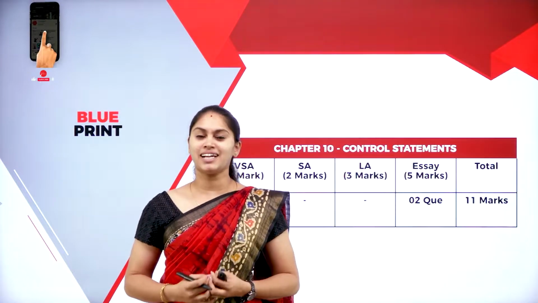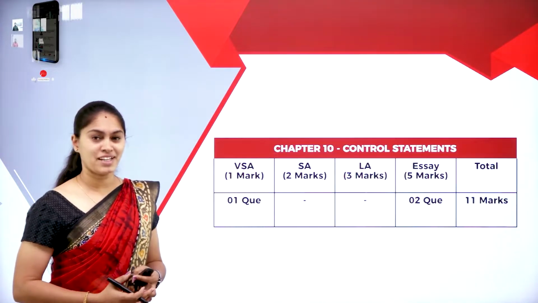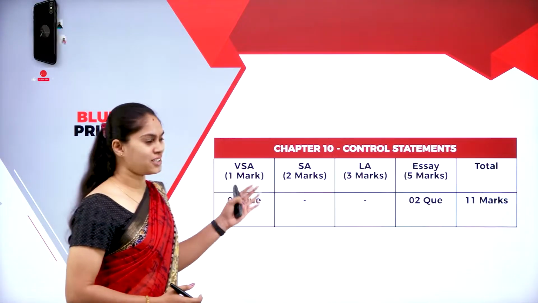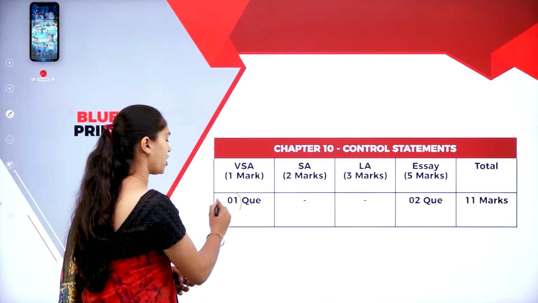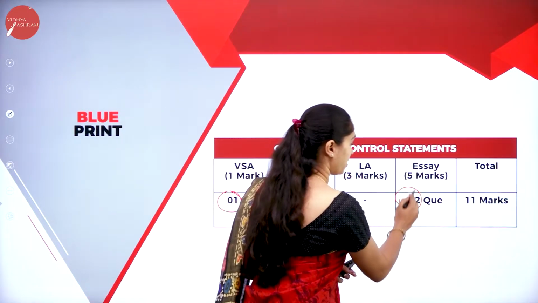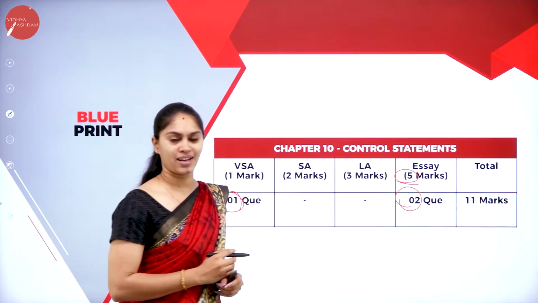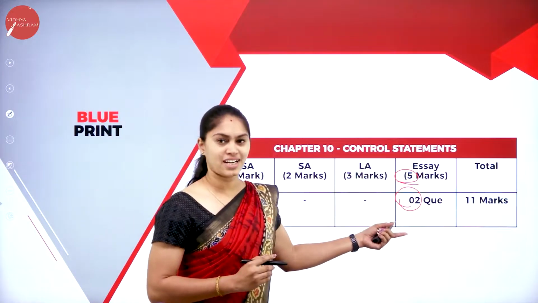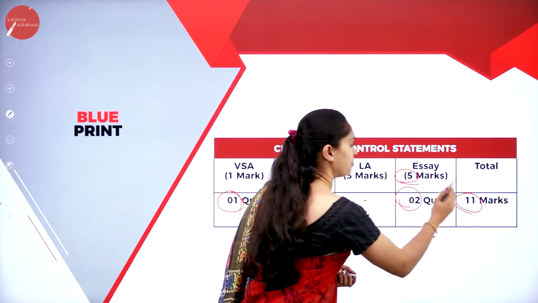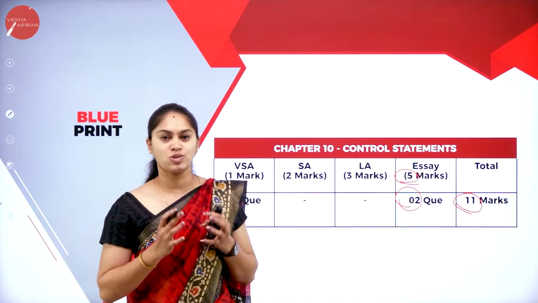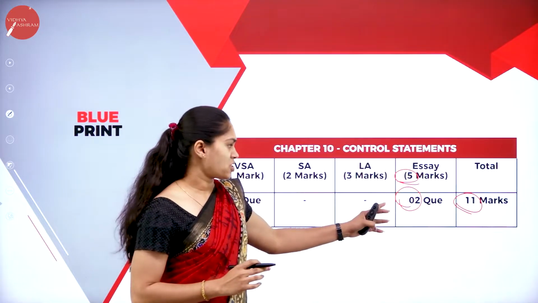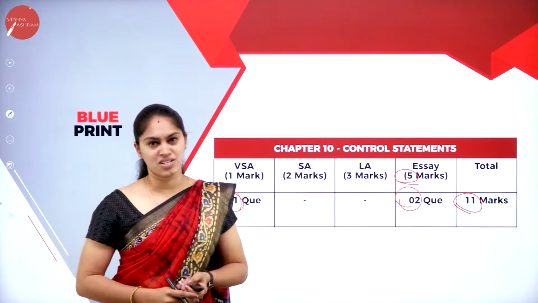That means if you study this chapter, what is the possibility of marks that you are going to score in your examination. So if you look into this blueprint, you can see that here you are going to get one question from 1 mark and 2 questions from 5 marks. Major topics you can get here. So if you study this chapter called Control Statement, totally you are going to get 11 marks out of 2 questions. So you are going to get total 3 questions from this chapter. So 5 marks, 2 questions will be there, and 1 mark, 1 question will be there.